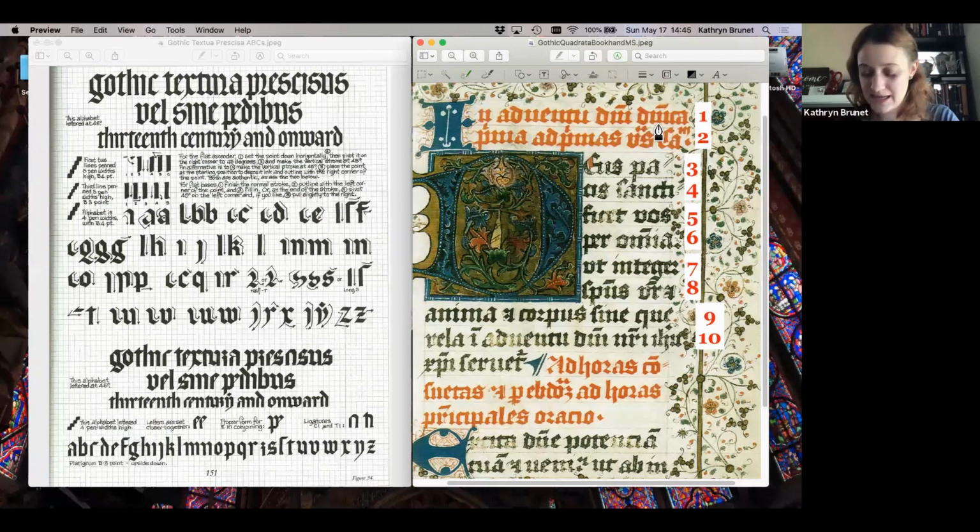So this is D, N-I-C-A. And this macron on top tells us there's something missing in the middle, O-M-I. So it's actually Dominica, but the abbreviation shortens it up.